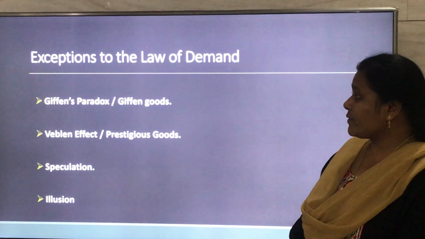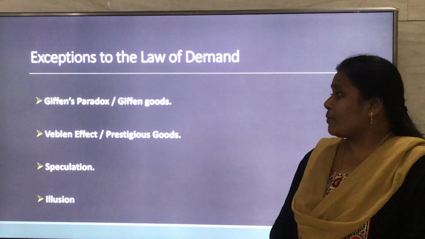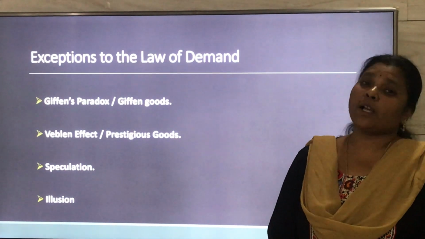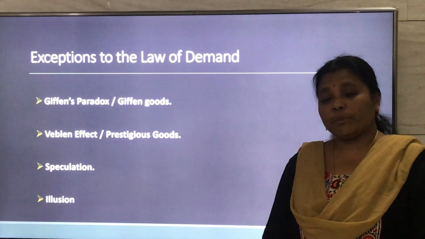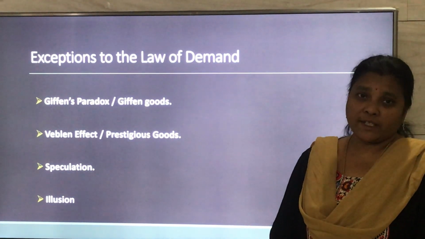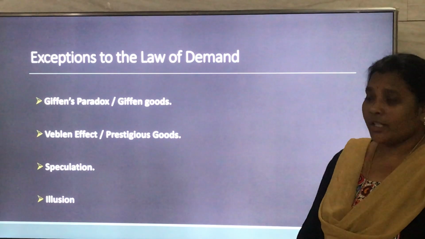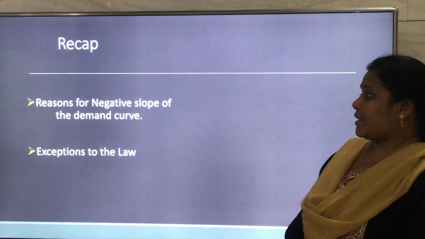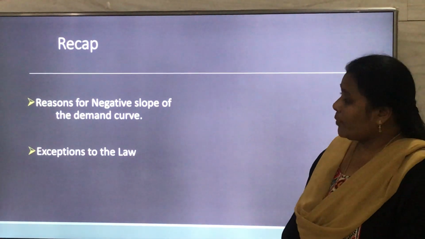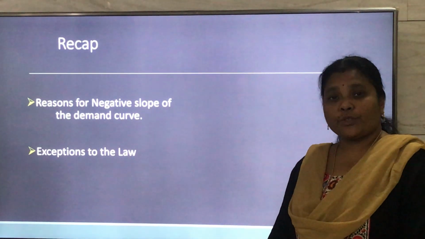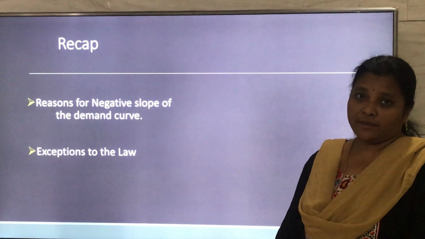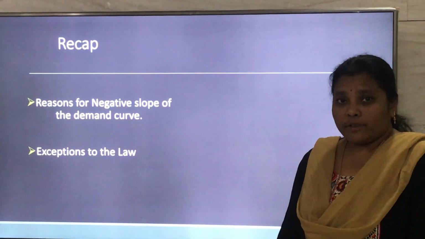So these are the various factors responsible for exceptions to the law of demand, because of which the demand curve slopes upwards from left to right and has a positive slope. So we have learned two concepts today: the reasons for the negative slope of the demand curve, which is important for 5 marks, and the exceptions to the law of demand. This is also important for 5 marks. So hope you have followed this. Thank you.